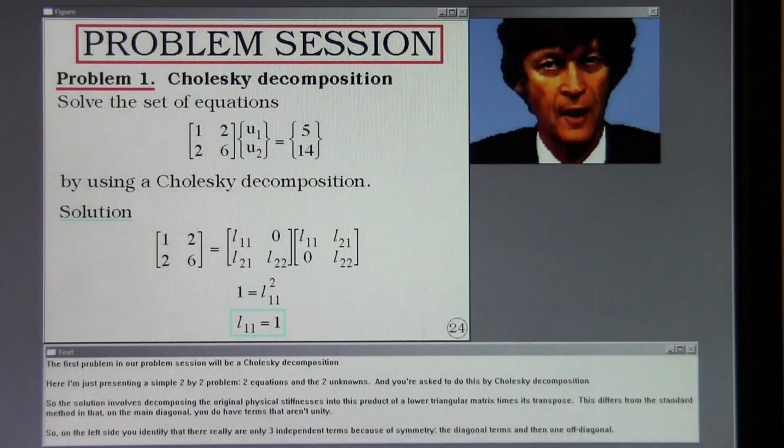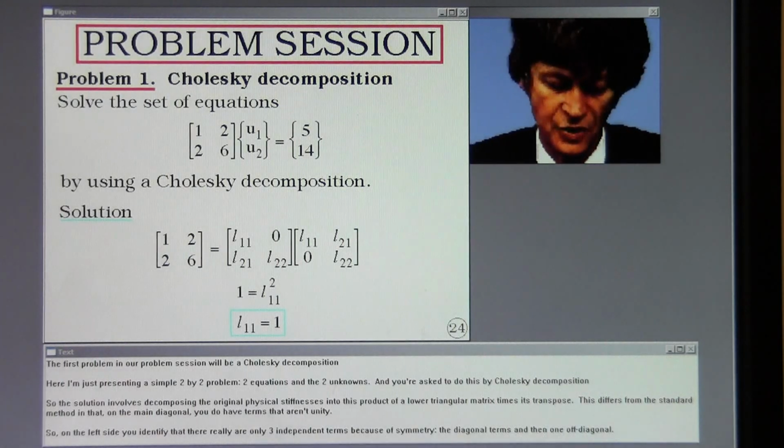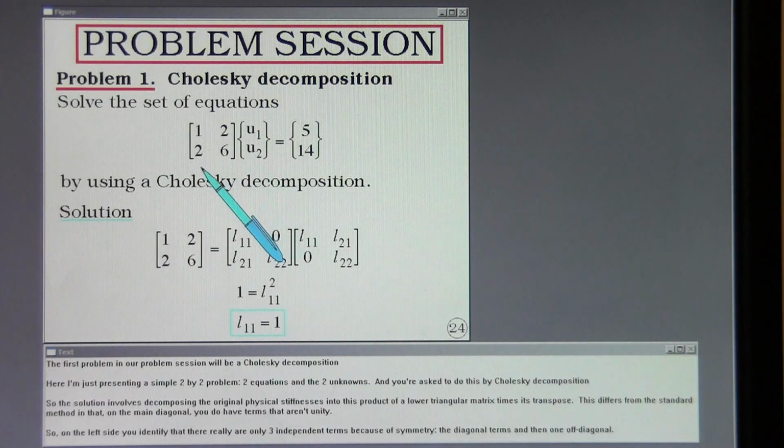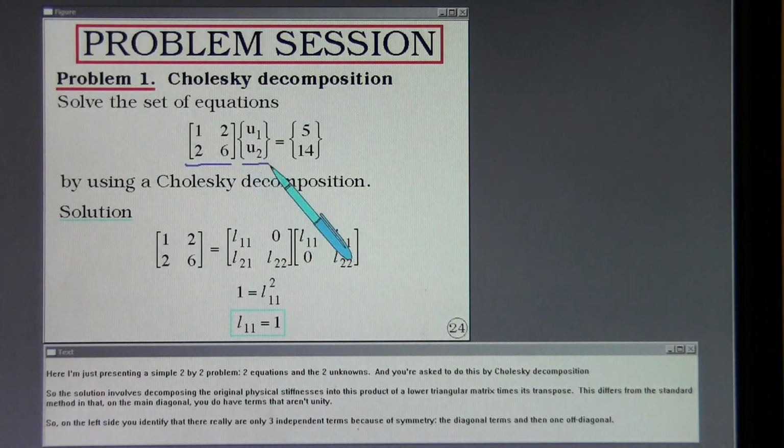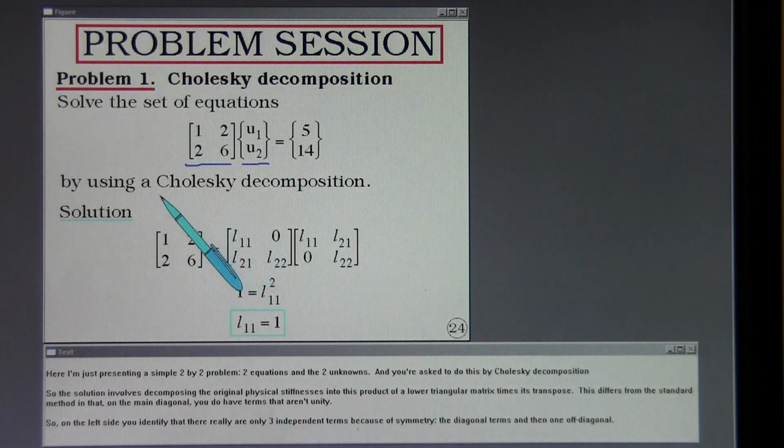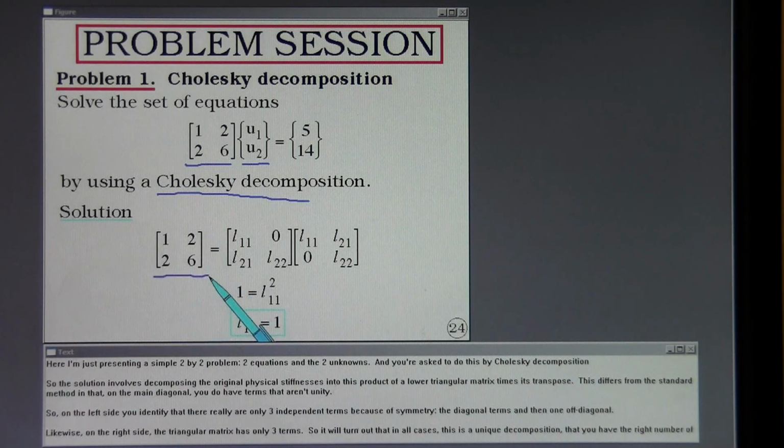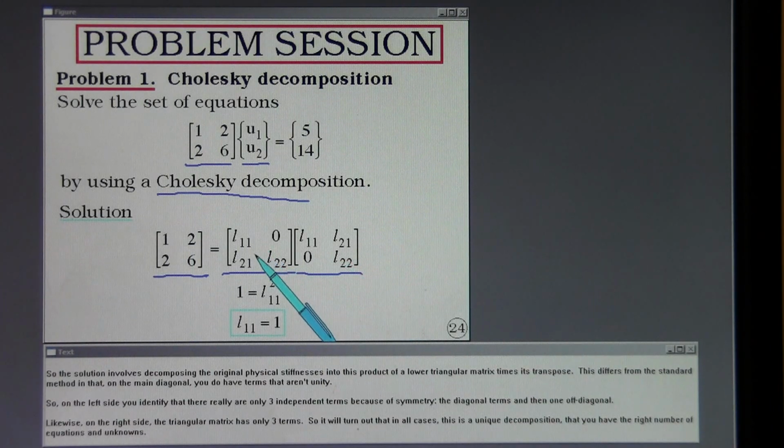The first problem in our problem session will be a Cholesky decomposition. Here I'm just presenting a simple 2x2 problem, two equations in the two unknowns. And you're asked to do this by Cholesky decomposition. So the solution involves decomposing the original physical stiffnesses into this product of a lower triangular matrix times its transpose. This differs from the standard method in that on the main diagonal you do have terms that aren't unity.